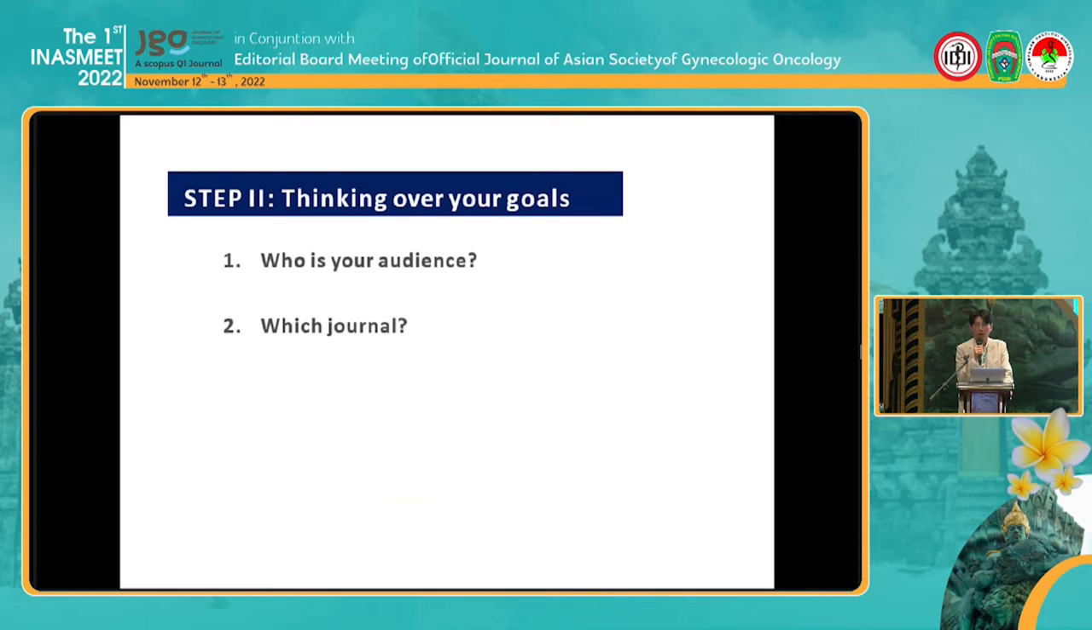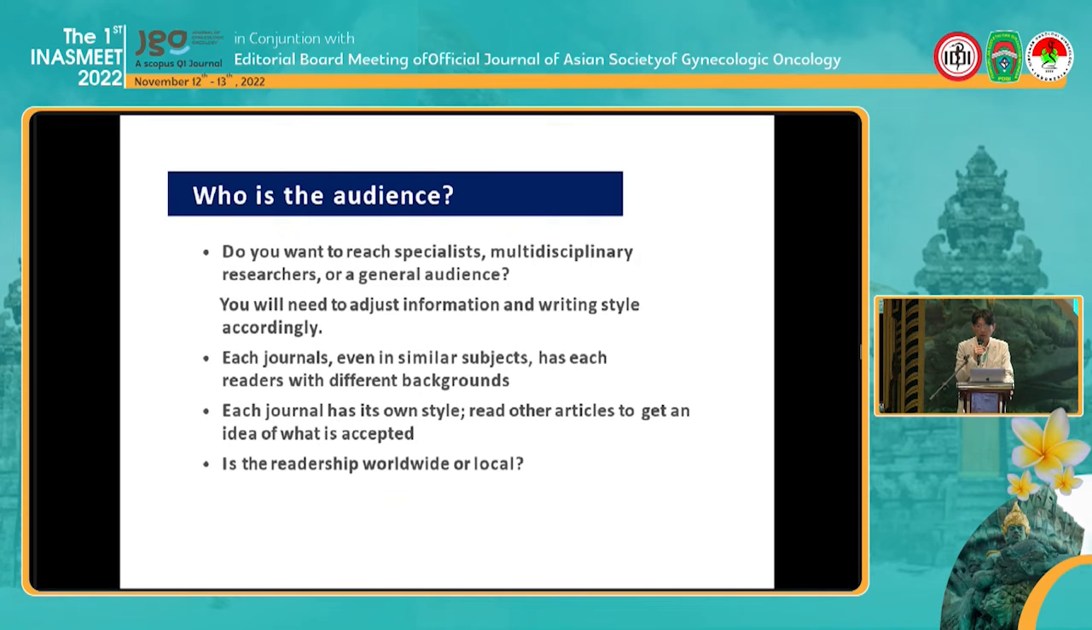The second step is to think of your goal, who your audience is for your manuscript, and which journal is appropriate for your paper. If you want to reach specialists, such as multidisciplinary researchers, or a general audience, you will need to adjust information and writing styles accordingly, considering the potential audience. Each journal, even in a similar subject, such as a clinical journal or a basic research journal, has readers with a different background, and each journal has its own style. So read other articles recently published to get an idea of what is accepted by a journal. And the readership should be worldwide or local. You should consider that.